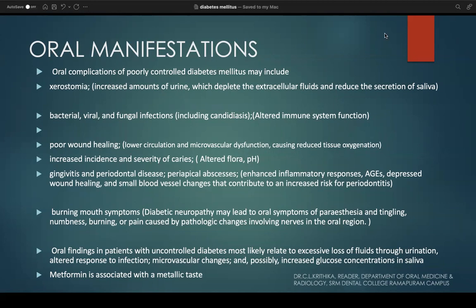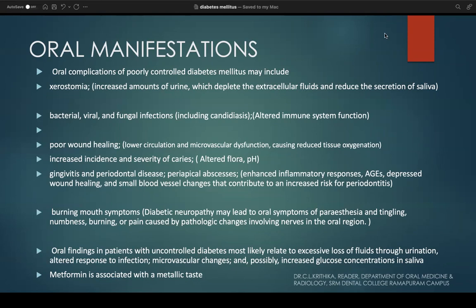There is increased incidence of bacterial, viral, and fungal infections, most commonly oral candidiasis, which is due to altered immune system function. There is poor wound healing, which could be mainly due to reduced blood circulation caused by microvascular dysfunction, resulting in reduced tissue oxygenation.